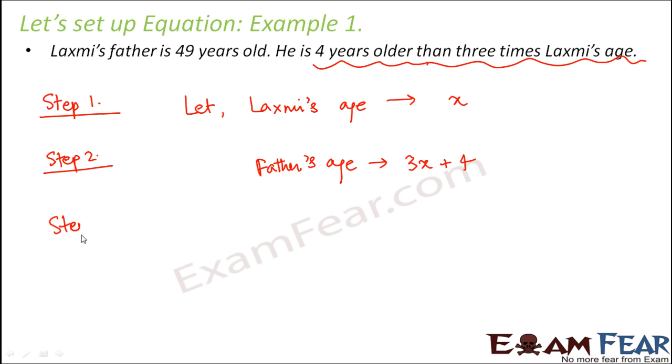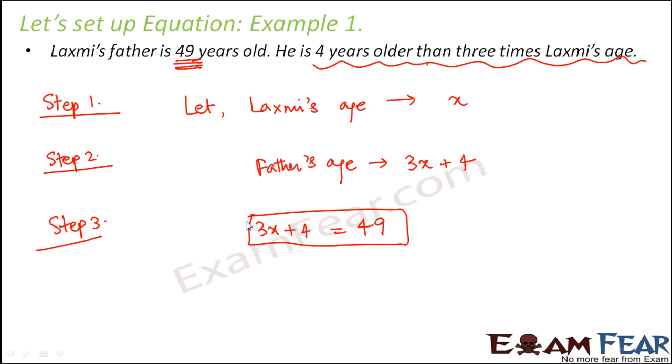Perfect. Now let's move on to step 3. So in step 3, what are we going to do? We are going to equate the expressions. So one expression is 3x plus 4, which is father's age. But in the question, father's age is already given as 49. So 3x plus 4 should be equal to 49. So this is our equation for this problem statement. So this is how we set up equations.